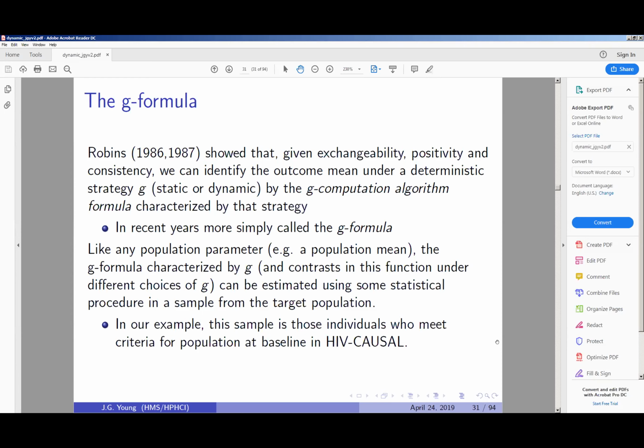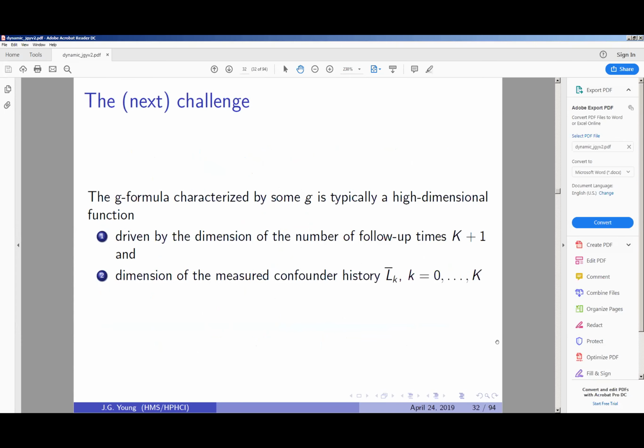So in our example, this sample are those individuals who meet criteria for being part of the population at baseline in HIV causal that we outlined. The problem, so we talked about the original challenges of untestable assumptions in causal inference. We have to make a lot of assumptions to start, even to claim that the G formula is a reasonable target parameter. In other words, it equals what we really want, which is the causal effect of G1 versus G2.